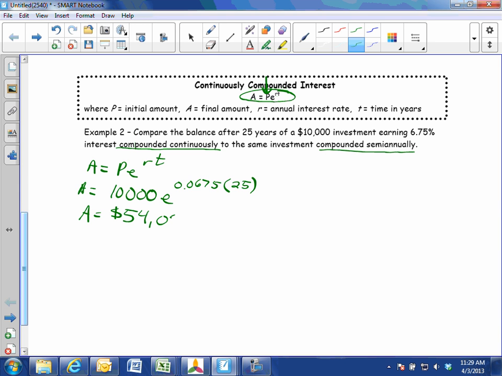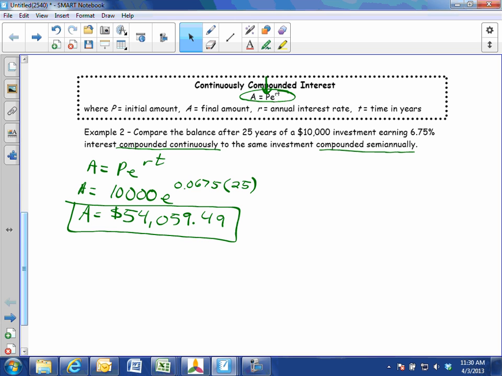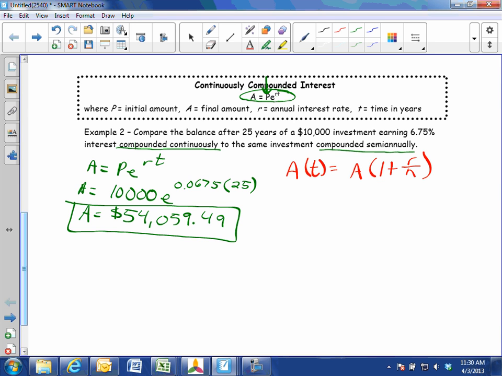So that was if you compounded continuously. Alright, if we compound semi-annually, we have to use our other formula, which looks something like A of T is equal to P times 1 plus R over N.